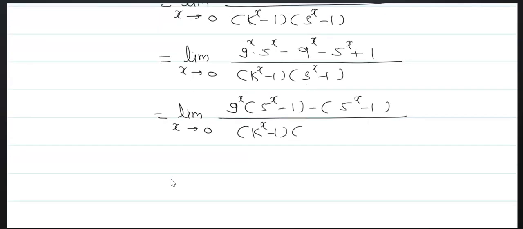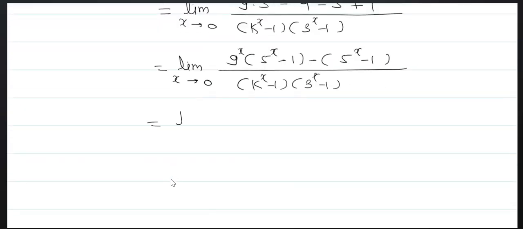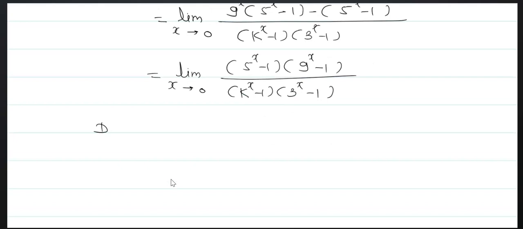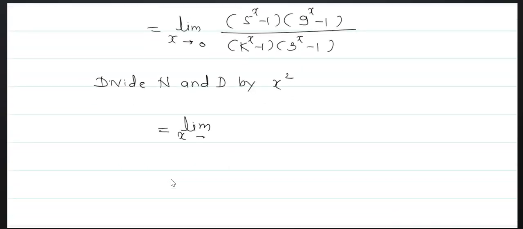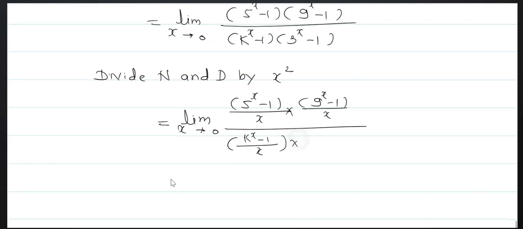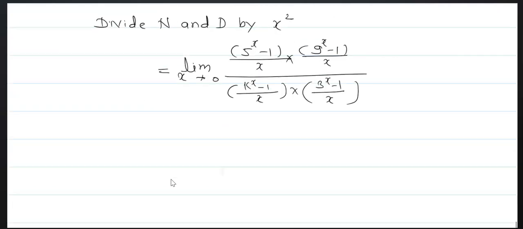Therefore, 3 raised to x minus 1. Separate it. Limit x tends to 0: 5 raised to x minus 1, 9 raised to x minus 1, k raised to x minus 1, 3 raised to x minus 1. Divide numerator and denominator by x square. 5 raised to x minus 1 upon x into 9 raised to x minus 1 upon x, k raised to x minus 1 upon x, 3 raised to x minus 1 upon x.